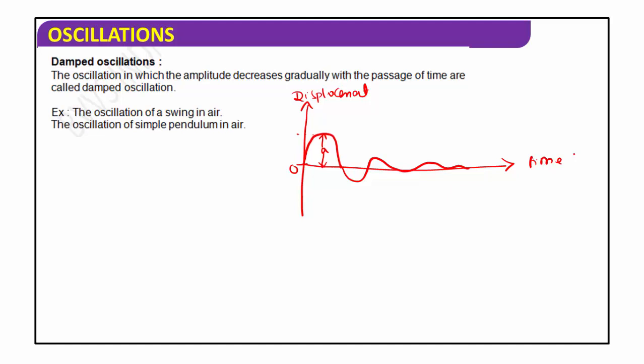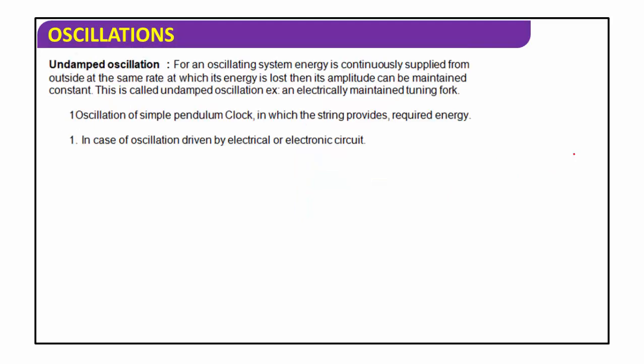These types of oscillations are called damped oscillation. And the next type is undamped oscillation. Here, undamped oscillation means there is no decrease of the amplitude. The amplitude remains constant with respect to time. The amplitude of the particle, or the amplitude of the simple harmonic motion, remains constant.